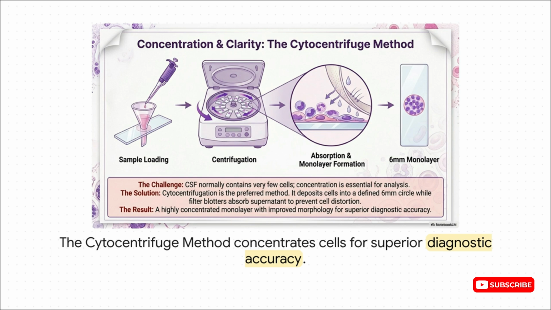It's a really elegant process. As you can see, first the sample gets loaded. Then it's spun down in a centrifuge, which gently pushes the cells onto the slide. A special filter blotter soaks up all the extra fluid, which is great because it keeps the cells from getting squished or distorted. And what you're left with is a perfect, highly concentrated single layer, a monolayer, of cells with their morphology beautifully preserved, all ready for an accurate diagnosis.